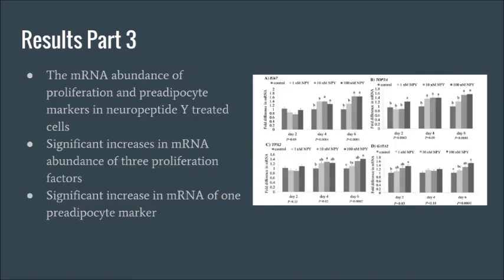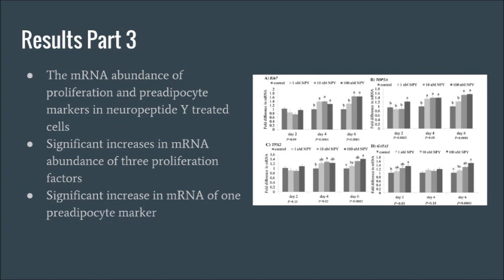The chart to the right shows the mRNA abundance of proliferation and pre-adipocyte markers in neuropeptide Y treated cells. There are significant increases in the mRNA abundance of 3 proliferation factors, Ki67, TOP2A, and TPX2. Additionally, there's an increase in mRNA of 1 pre-adipocyte marker, GATA2.